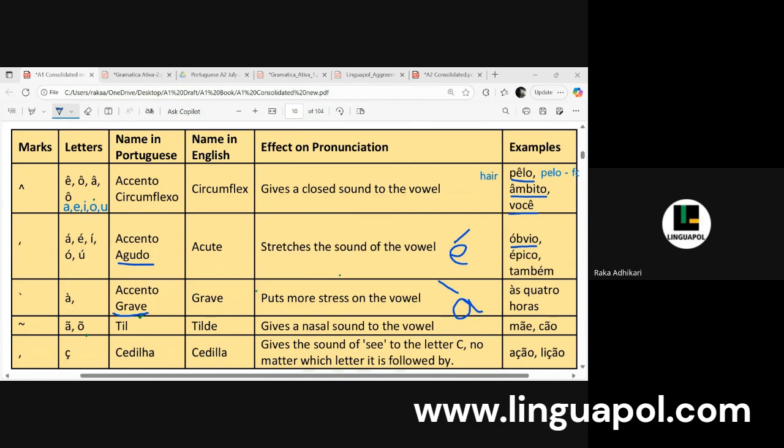So listen to this letter. If I say this letter without the accent, then it is A. If I say the same letter with accento circunflexo, the first accent, then it is A. If I say it with agudo, stretching the sound, then it is A. We'll open our mouth very wide and we'll say it for a longer time. And if it is accento grave, then it is à, à.